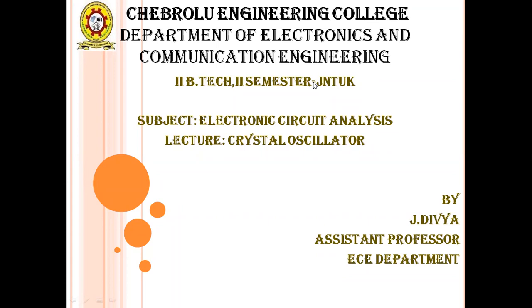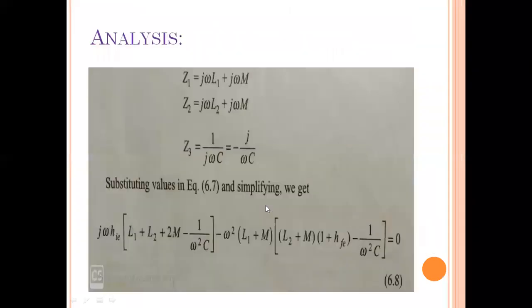In the previous session, we have seen what is meant by Hartley oscillator, what is Colpitts oscillator, what is the frequency of oscillation, and what is Clapp oscillator, what is the frequency of oscillation, and what is the value of hFE. So how the conditions are satisfied in those oscillators. Those topics we have covered in the previous session. So now we will see what is a crystal oscillator.